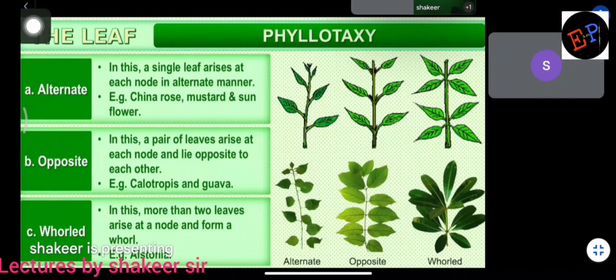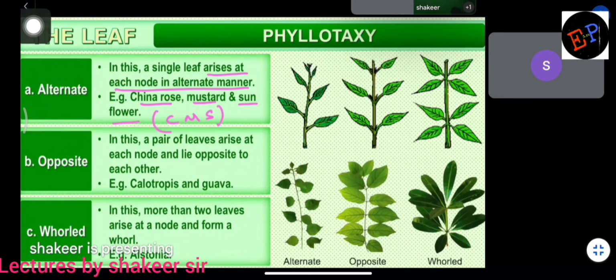By definition, in alternate phyllotaxy a single leaf arises at each node in an alternate manner. It means first one leaf, then after some distance, a second leaf, so alternately you can find the leaves. And these examples are very, very important. What are the examples? China rose, mustard, sunflower, for alternate type of phyllotaxy. So China rose, mustard, sunflower: CMS. These are the examples of alternate phyllotaxy.